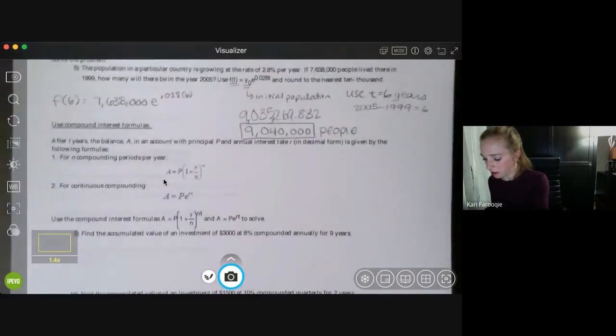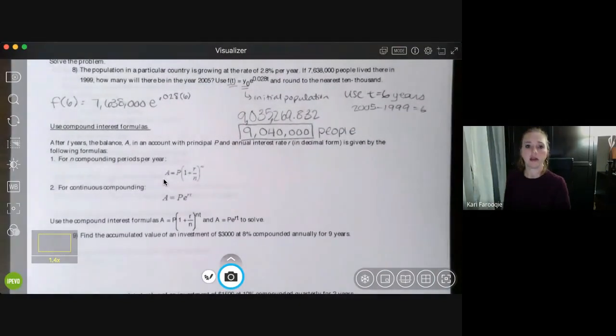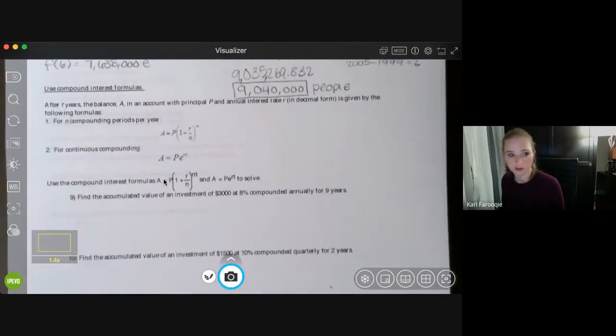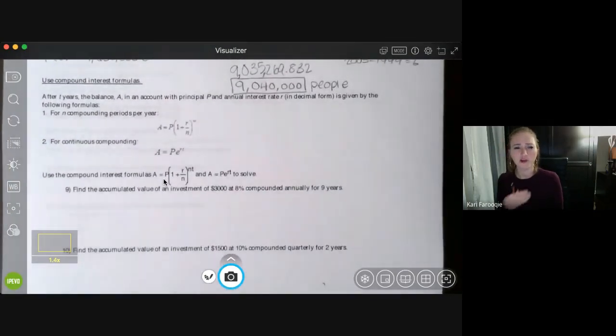All right, the other really important thing that we're going to do today using exponential functions is talk about compound interest formulas. I actually find these to be kind of fun and satisfying. And they always make me think of my student loans, which we're still paying off.